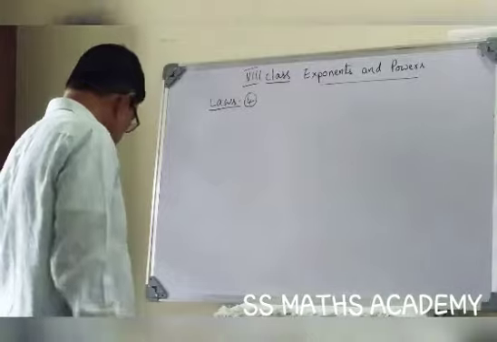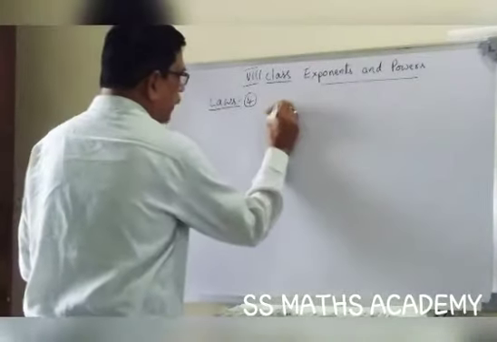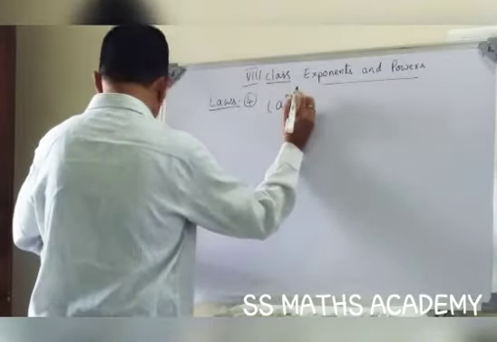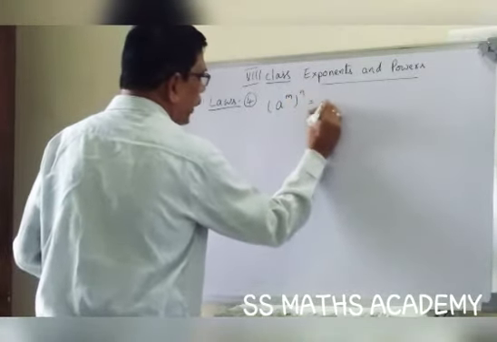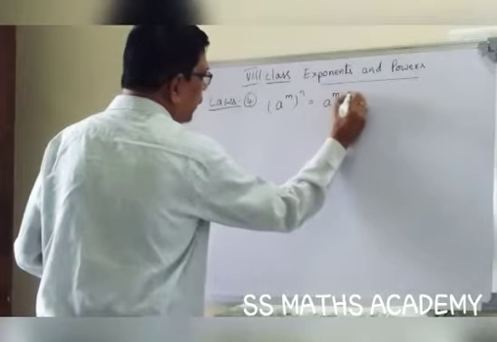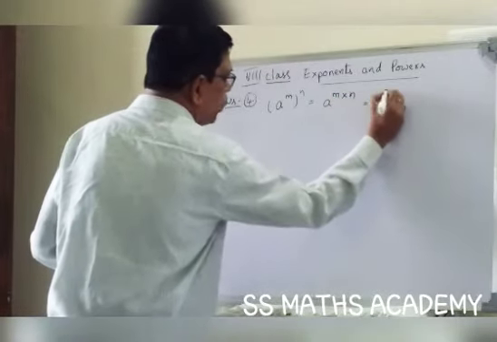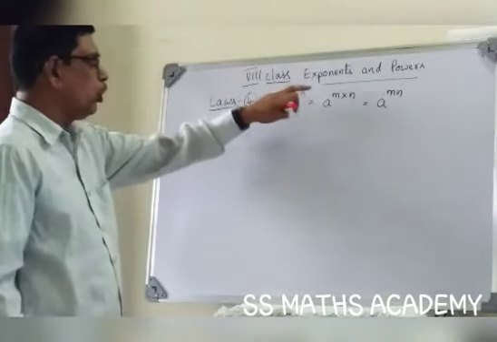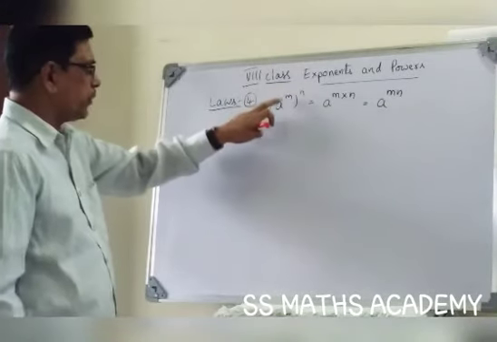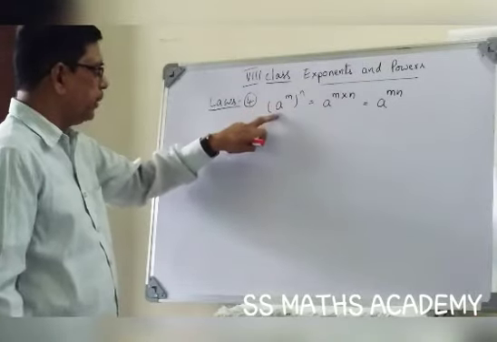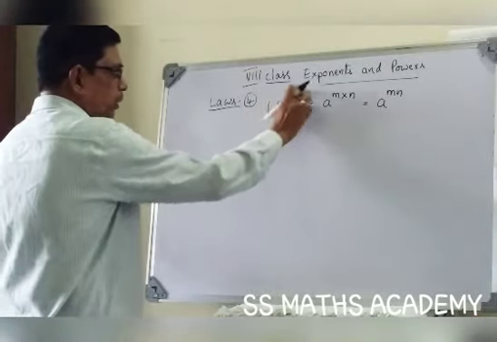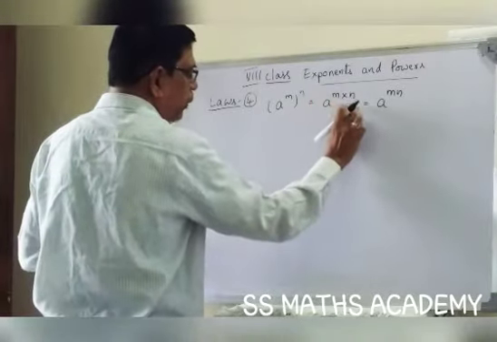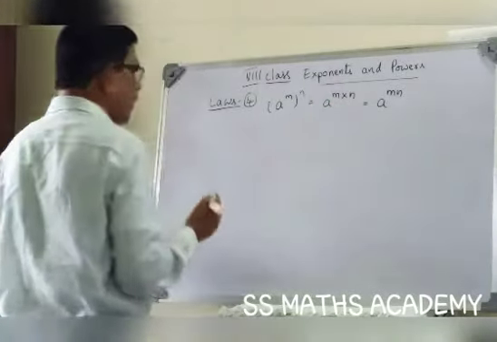Now next we go for the next law, that is a to the power of m whole to the power of n is equal to a to the power of m into n, that is a to the power of mn. Here we have a to the power of m whole to the power of n. Here we got two powers, m and n, for the same base a. When we get two powers like this, we need to multiply the powers. That is a to the power of m into n is equal to a to the power of mn.